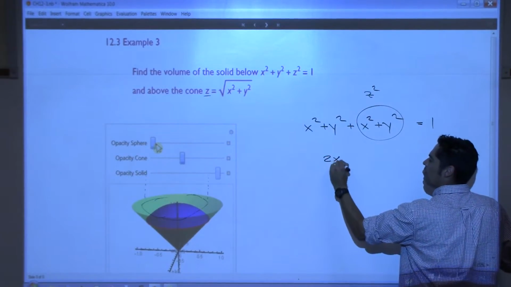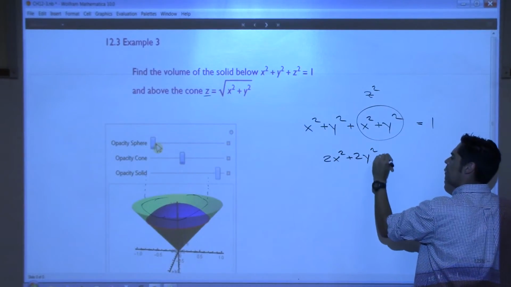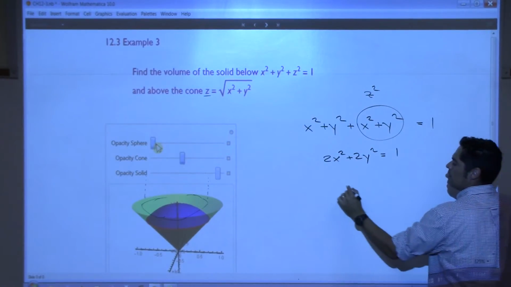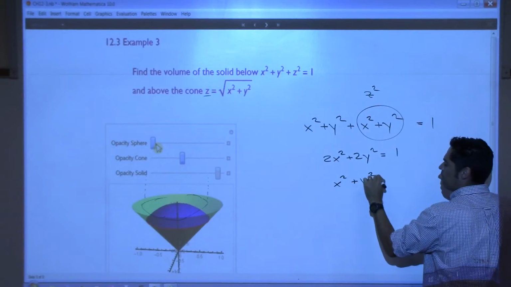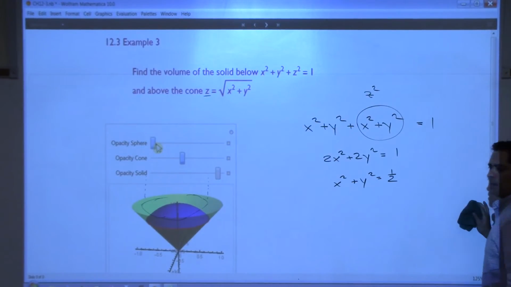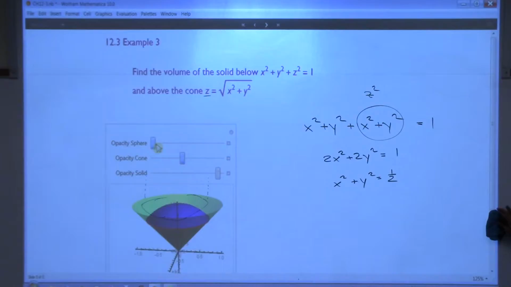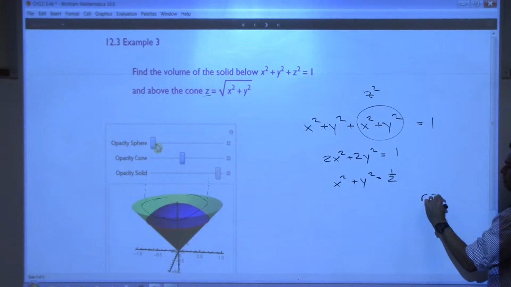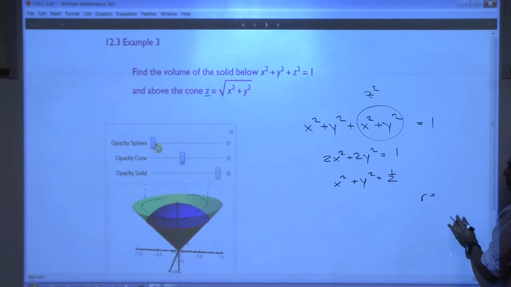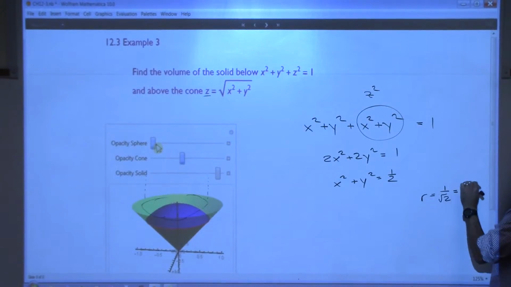So you get 2x squared plus 2y squared equals 1. And that means x squared plus y squared equals a half. And that's a circle. It's the radius of this circle: root 2 over 2 or 1 over root 2, right? Those are the same things. That's your radius.